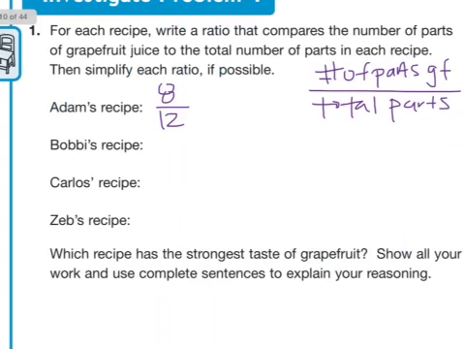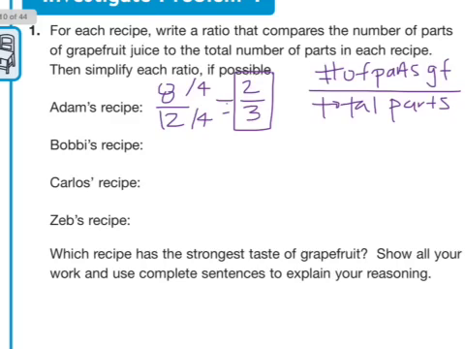Alright, so looking at Adam's recipe, you notice that it's 8 parts grapefruit out of 12 total parts. And they asked us to simplify. So I'm going to divide top and bottom by 4. 8 divided by 4 gives me 2, and 12 divided by 4 gives me 3. So his recipe is 2/3 part grapefruit juice.